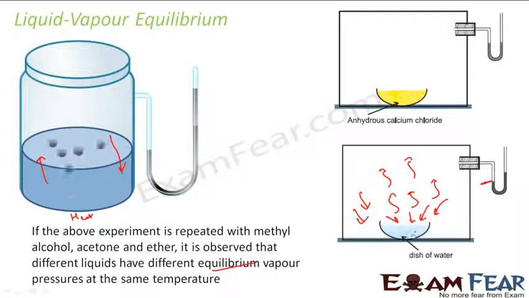Also, one thing to notice is that the vapor pressure here is independent of the amount of water taken. Even if you take 1 liter, even if you take 2 liters, it doesn't matter. You will get the same value here. That is something you should think about, why it is. Even if you take 1 liter or 2 liters, the vapor pressure will come out to be the same. But if you take methyl alcohol instead of water, the vapor pressure will be different.